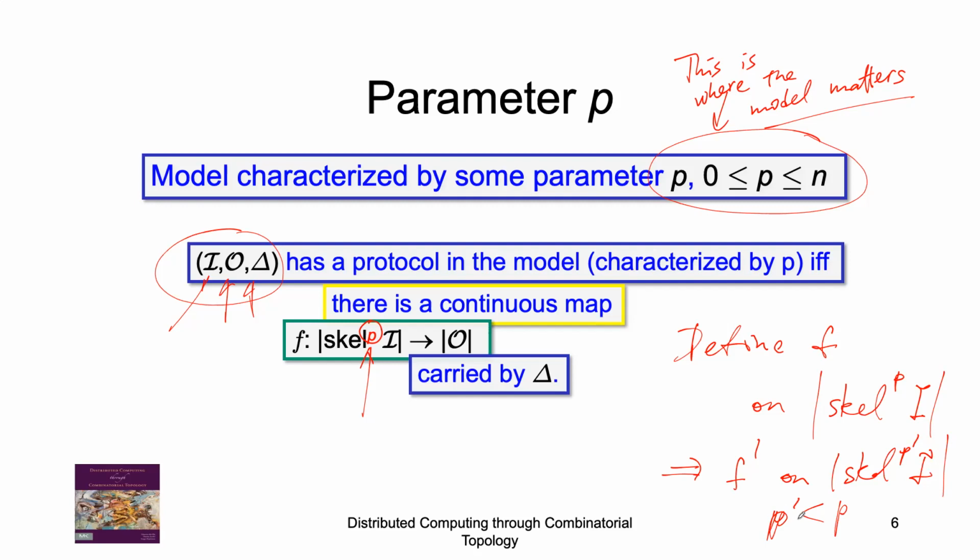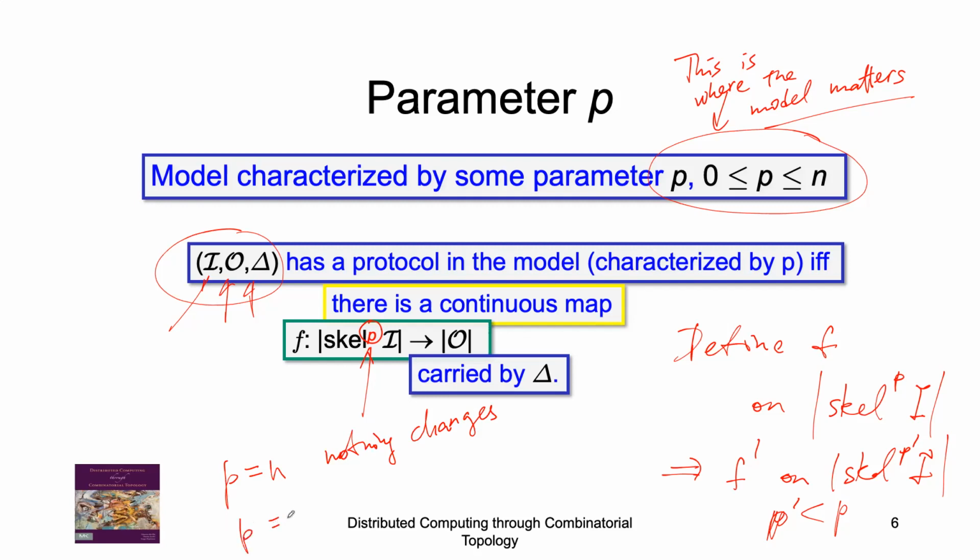Remember the definition of connectivity. Sometimes you can extend a sphere to a disk. Sometimes you cannot, when the destination space is not sufficiently connected. So this is the tricky part. Now coming back, P equals n, nothing changes, because you deal with the original skeleton of dimension n.